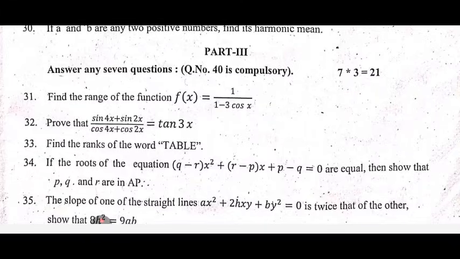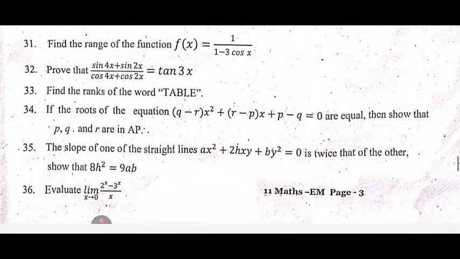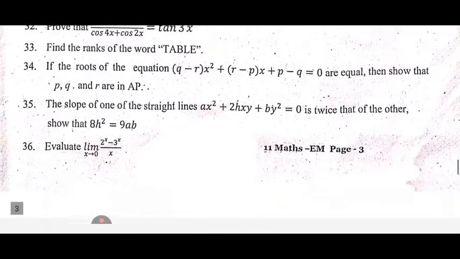32, prove that (sin 4x + sin 2x) / (cos 4x + cos 2x) is equal to tan 3x. 33, find the ranks of the word TABLE. 34, if the roots of the equation (q − r)² x² + (r − p)x + (p − q) = 0 are equal, then show that p, q and r are in AP.